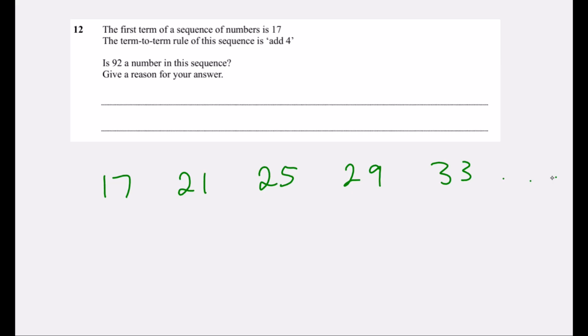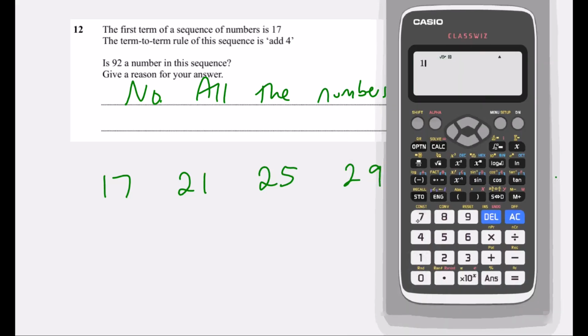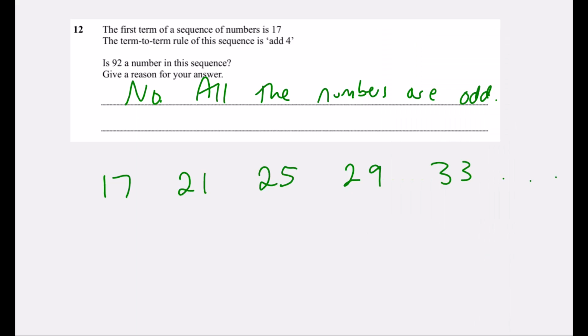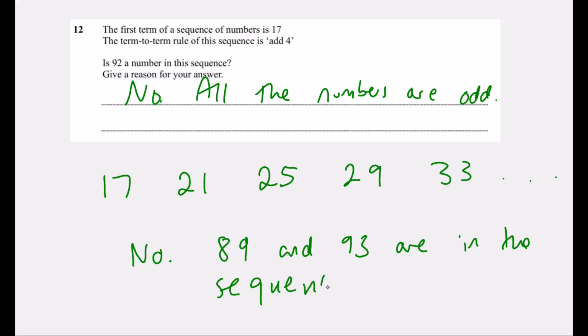So I immediately know it's not, because all the numbers in the sequence are odd. So we've only got odd numbers in this sequence. So 92 can't be. If we weren't going to do it that way, plus 4, plus 4, plus 4, keep going, adding 4 on, and we'll see that 89 and 93 are. So we could have said no, 89 and 93 are in the sequence, but that would have been a longer method.